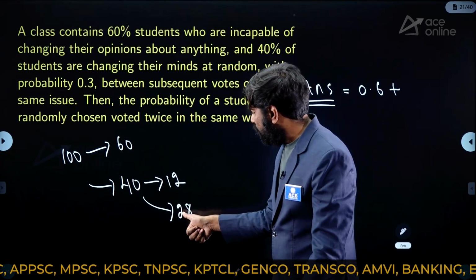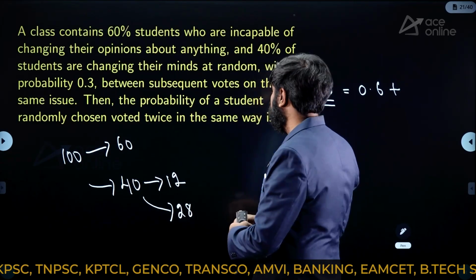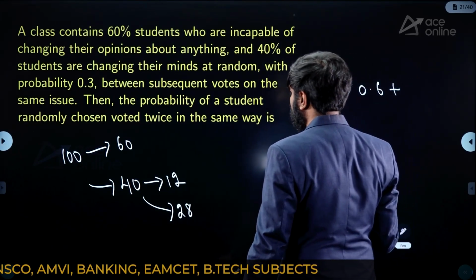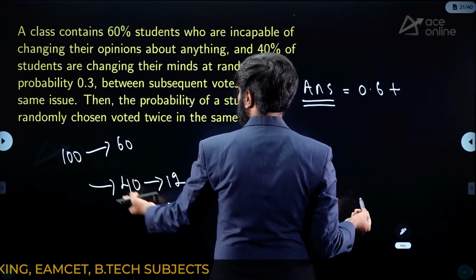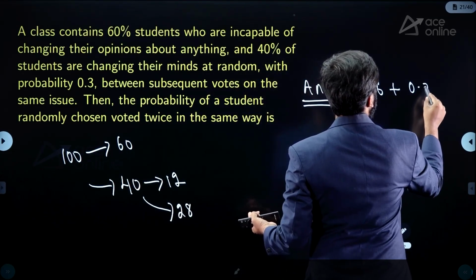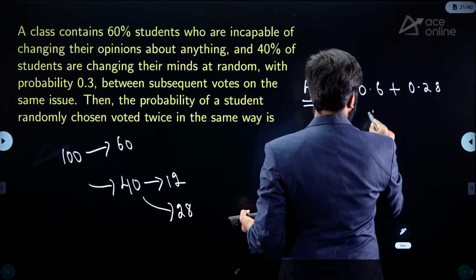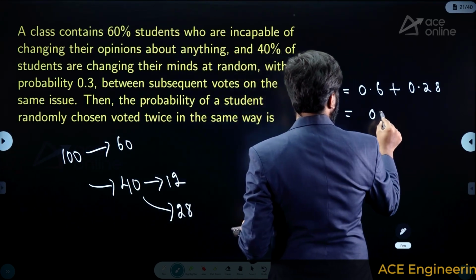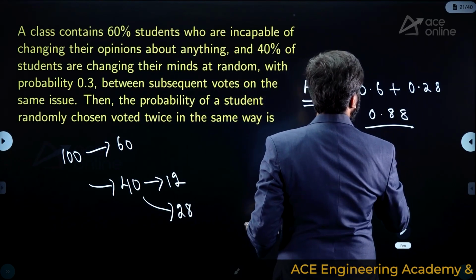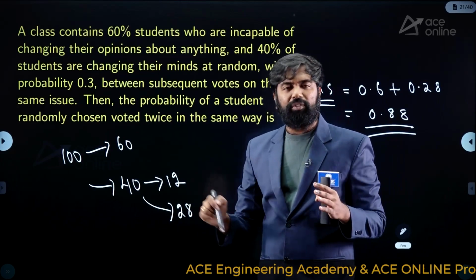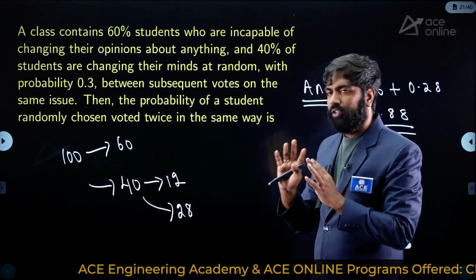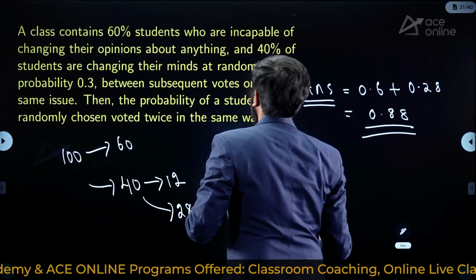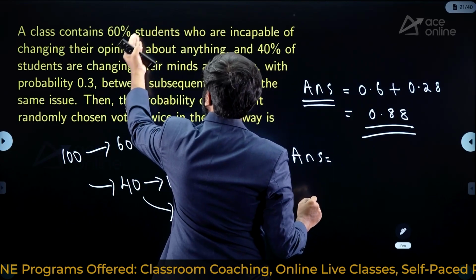So what percentage? It is 28. You can do it in many ways. What is 28 in terms of percentage? It is 0.28. This is one way of solving. So this is 0.6 plus 0.28. How much is this? It is 0.88. So there are a total of 88 students out of 100 students who vote in the same way. This is one way of solving. You can also solve it like this, and even then you get the same answer. If you select any of the students, they will vote in the same way.